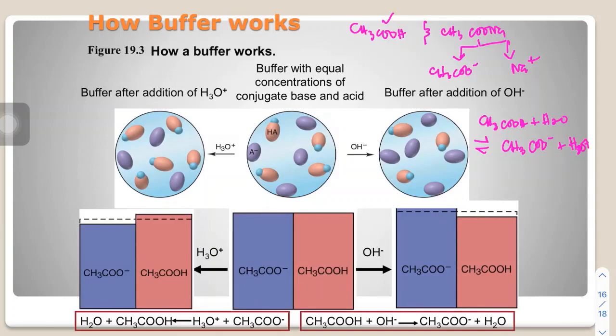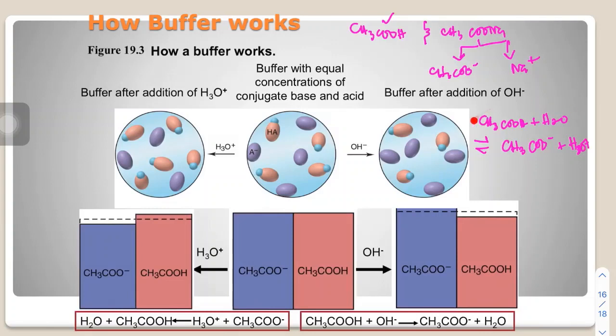We have to decide, okay, in the system the addition of the acid will react with the acetate or with the acetic acid. So since the acid is being added, it will react with the base. In this system our base is acetate ion. So when the H3O plus from acid reacts with the acetate ion, the equation will be acetate plus H3O plus produces acetic acid and H2O.